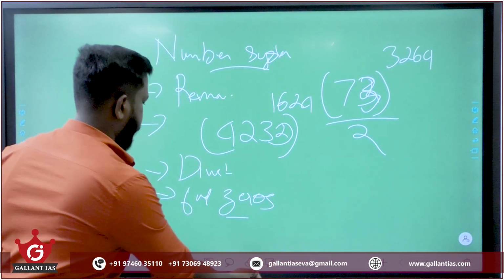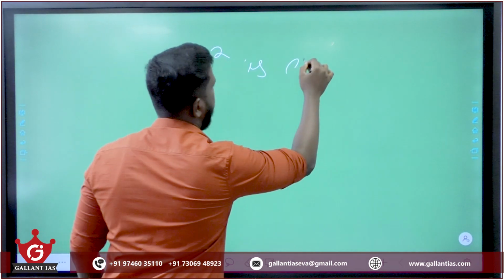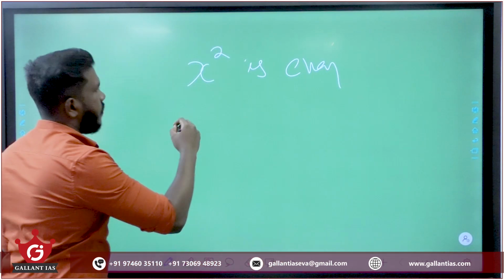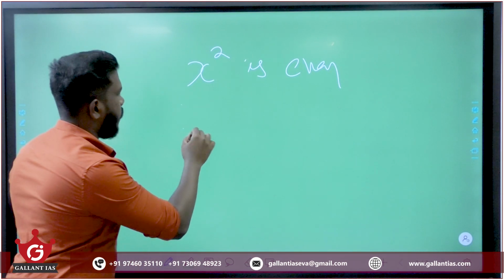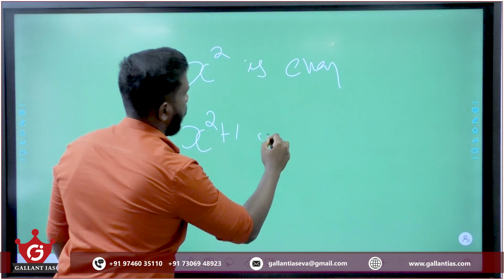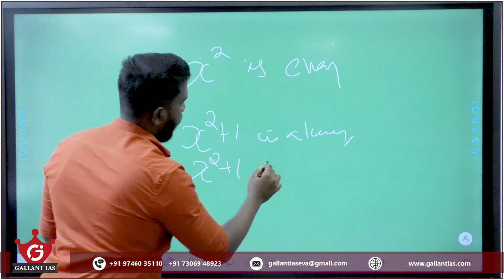For example, a question like this: if x square is even, then which of the following statements is correct? The first statement will be x square plus 1 is always odd. Okay, x square plus 1 can be odd.